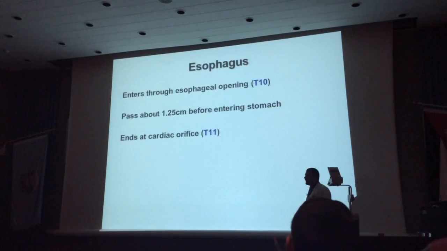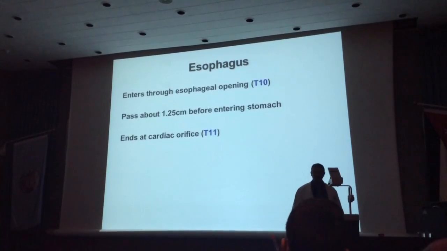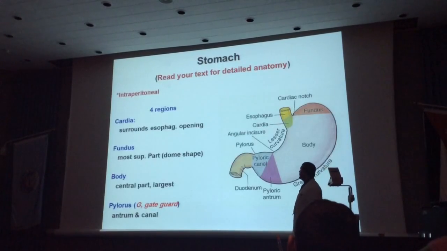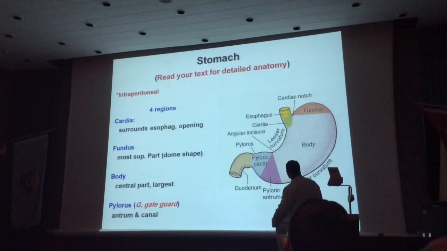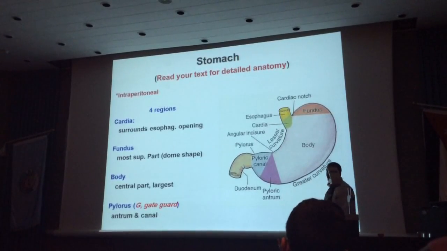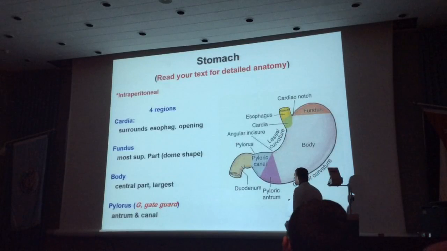When we speak about the gastrointestinal tract, the abdominal esophagus is very small. I told you it enters from the esophageal opening at T10 and enters the stomach at T11. Not that important. When we speak about the stomach, this is all for the lab. This is not in the theory. This is laboratory material. Okay, you can study it in the lab.